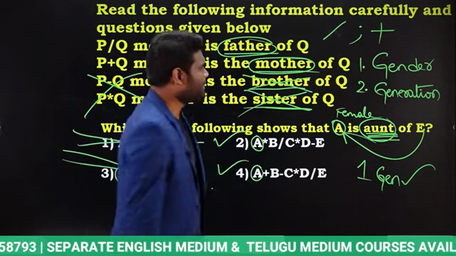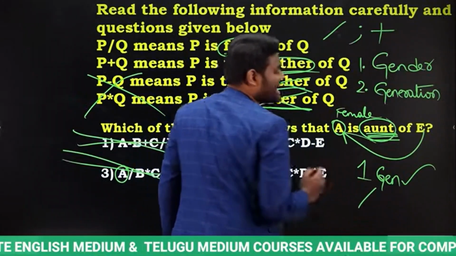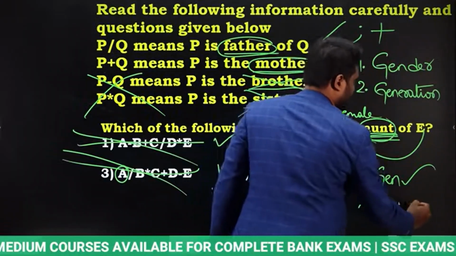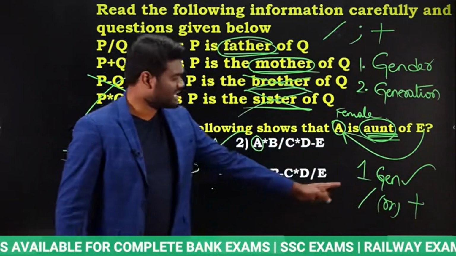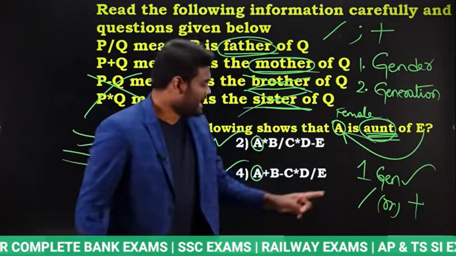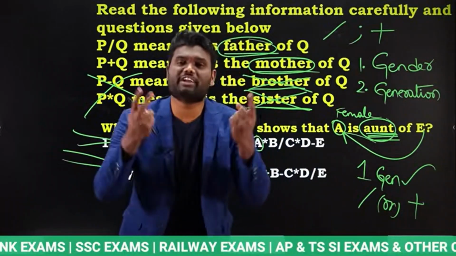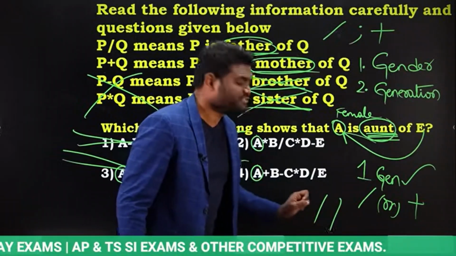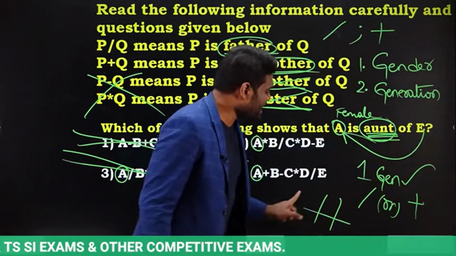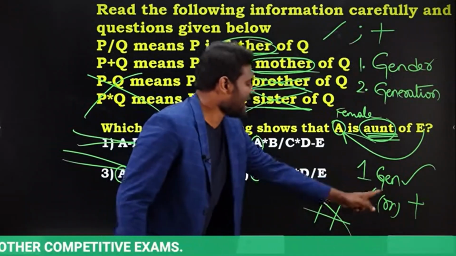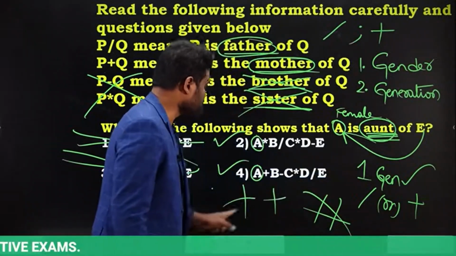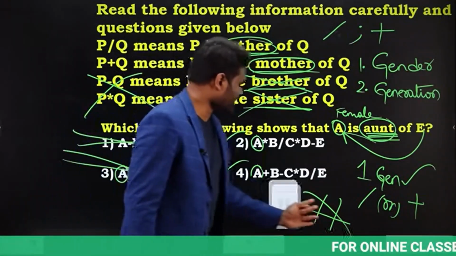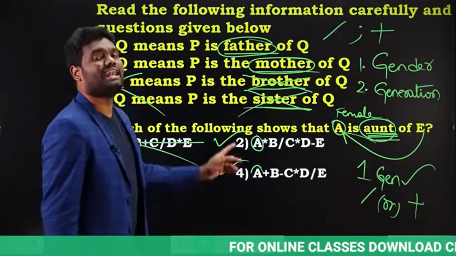If I need 1 generation gap, I need either 1 slash symbol or 1 plus symbol. Any one of them, either slash or plus. I should not have both. If I have both, I have a 2 generation gap. Or if I have slash 2 times between A and E, then again I will have 2 generation gaps. Or if I have the plus symbol 2 times between A and E, even then I have 2 generation gaps. Now I need only 1 generation gap. As I need only 1 generation gap, let us check.